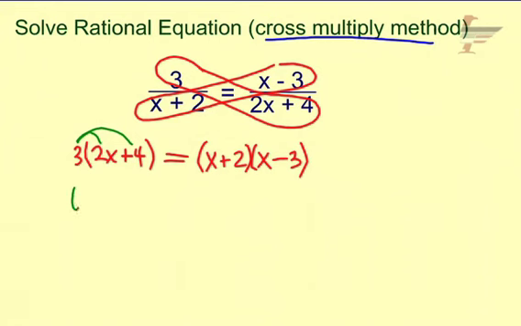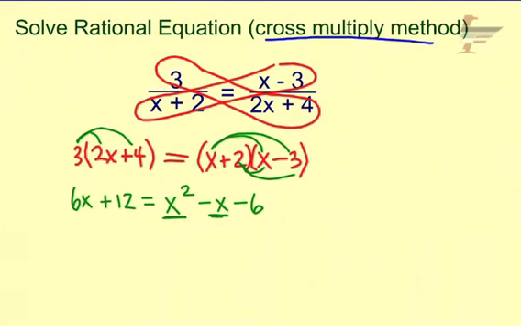We'll do some distributing and have 6x plus 12 equals this one over here. If we do our foiling and combine our like terms, we'll have x squared minus x minus 6. And when we see that we have a term with x squared and a term with x, we are going to have to factor this to solve for x. So let's get everything on the same side. We'll subtract the 6x and we'll subtract the 12.